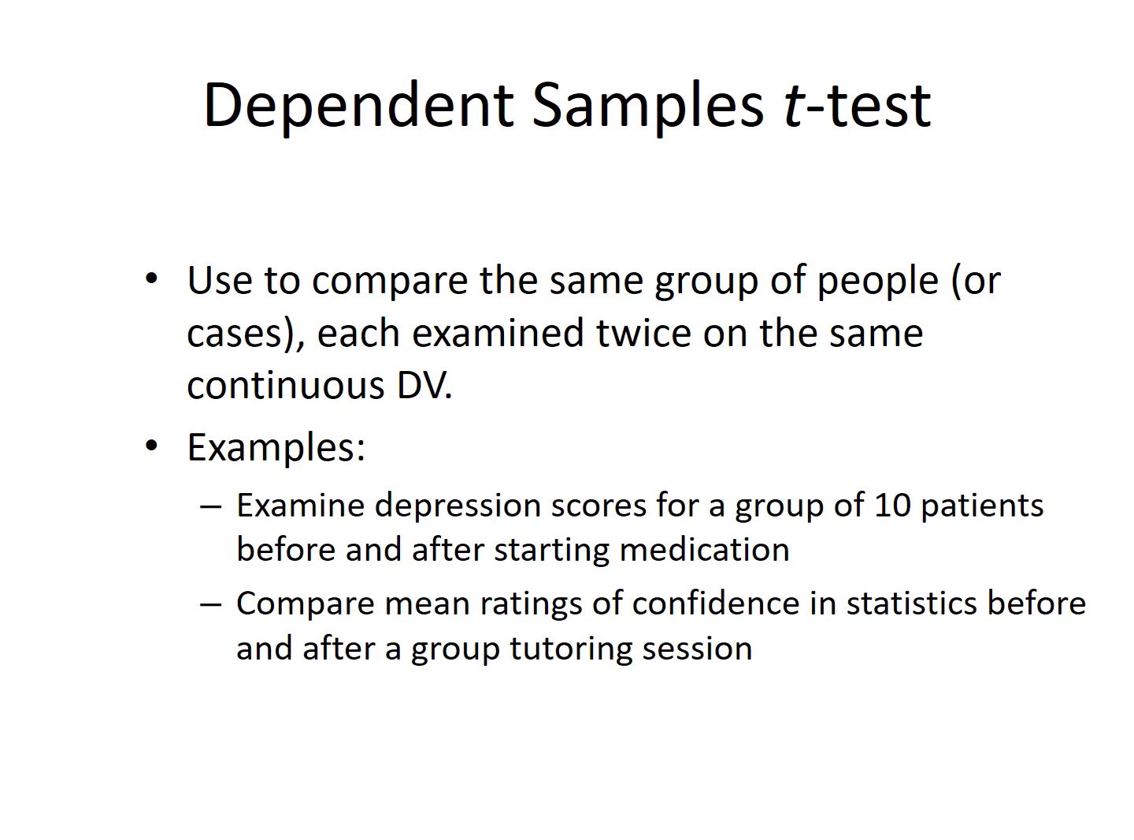Here we have two quick examples of times a dependent samples t-test might be useful. To examine depression scores for a group of 10 patients before and after starting medication. Before medication would be called the pre-test, after medication would be called the post-test. Or compare the mean ratings of confidence in statistics students before and after a group tutoring session. Before tutoring would be called the pre-test, after tutoring would be called the post-test.